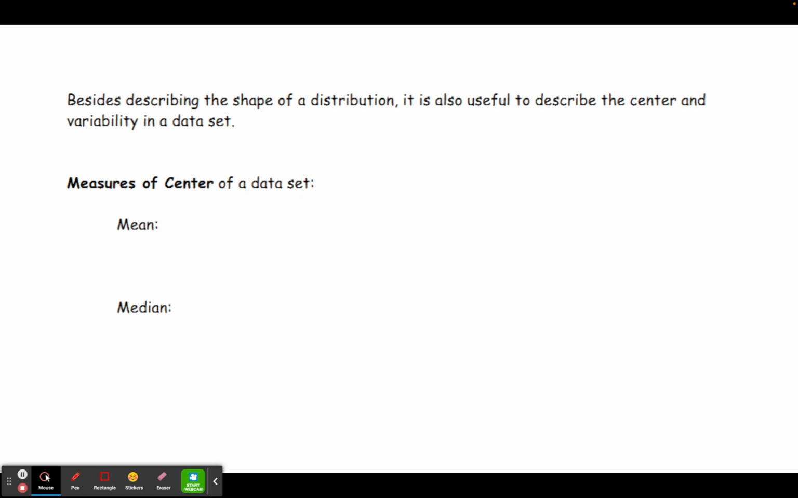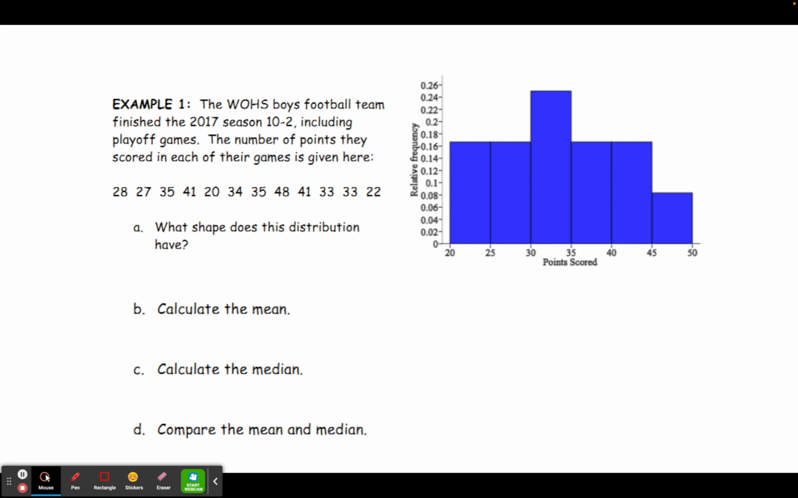Now, you may remember that when we're discussing the measures of center in a data set, there are two values that we can use, and those are the mean and the median. The mean is the average. So if we add together all of our data and divide by the number of data points we have in our set, that will give us the mean. And then the median is the middle number if you put your data in order from smallest to largest. So we're going to review both of those.